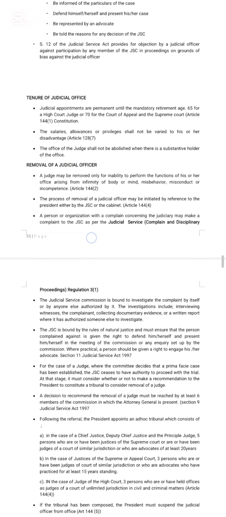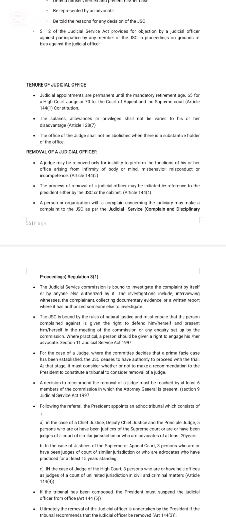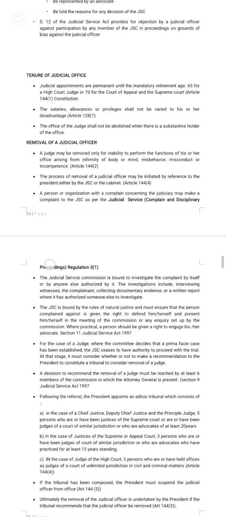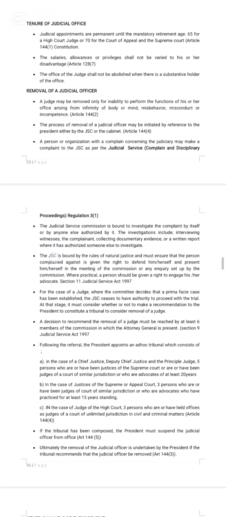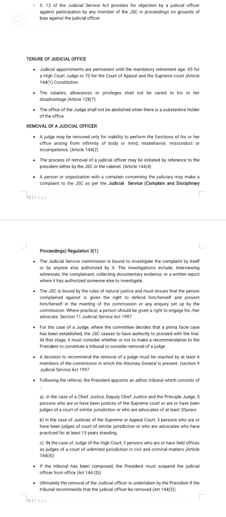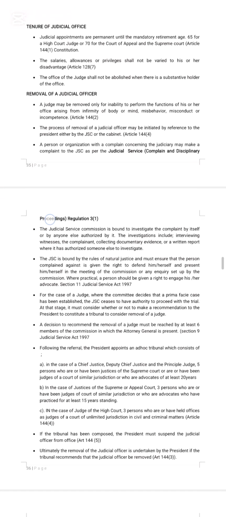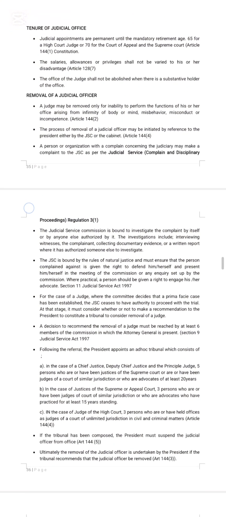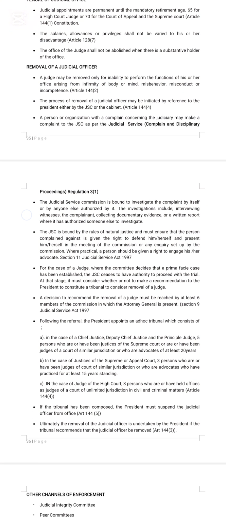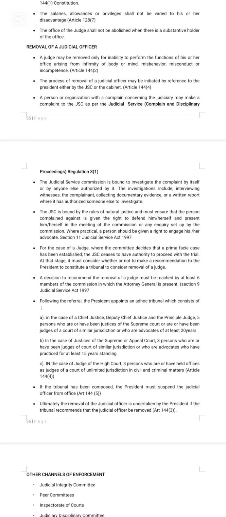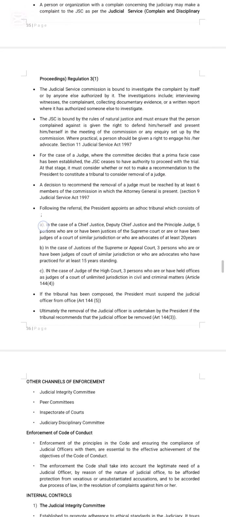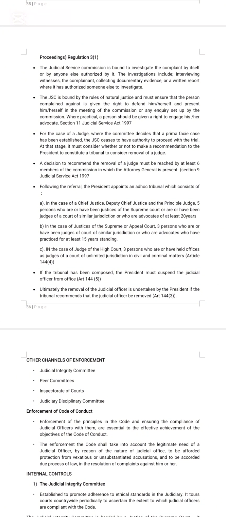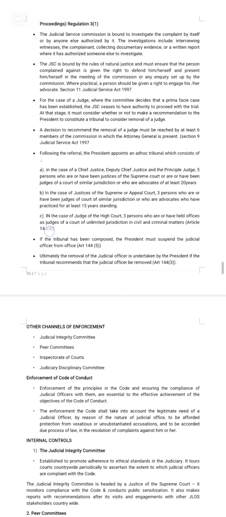So from there, we shall look at the tenure of judicial officers under Article 144 of the Constitution: High Court judges 70 years. Article 128(7), the salaries, allowances, or privileges shall not be varied to his or her disadvantage. So you have to understand that the judiciary is established as an independent body by the Constitution. Removal of judicial officers under Article 144 is for professional misconduct or misbehavior; the judicial officer can be removed. And we have the Judicial Service Commission, which is bound to investigate the complaint by itself or by anyone authorized.